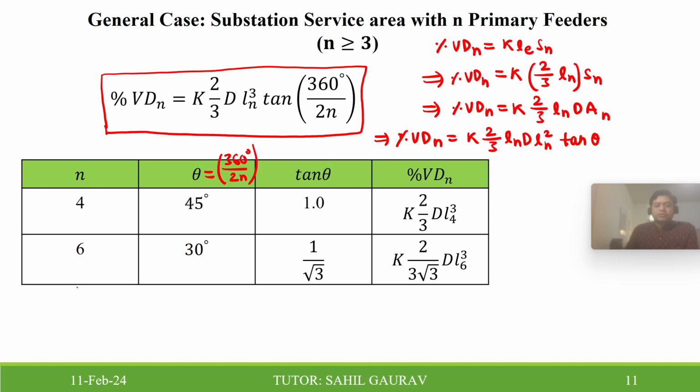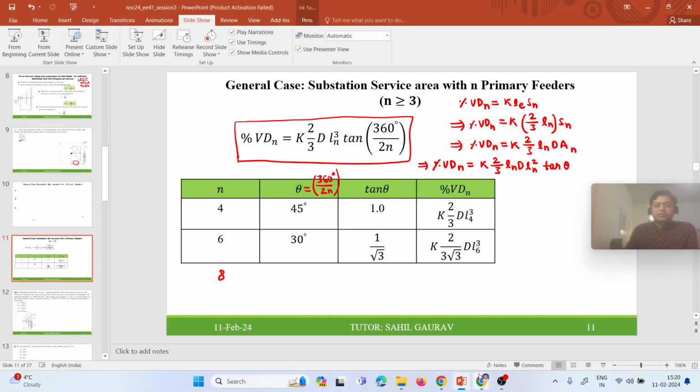I think in assignment 4 they are asking about the octagonal substation service area. So in that case number of primary feeders will be 8. So what will be the theta value? Can anyone tell? If there are 8 primary feeders, I am not getting as much response today as in the previous two.